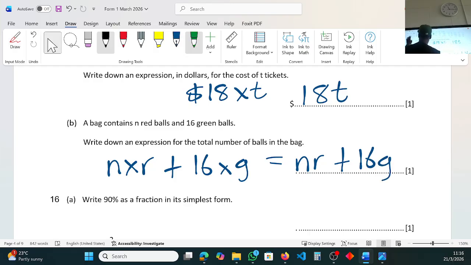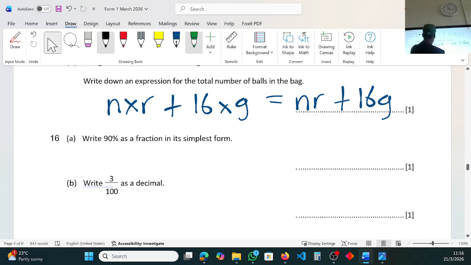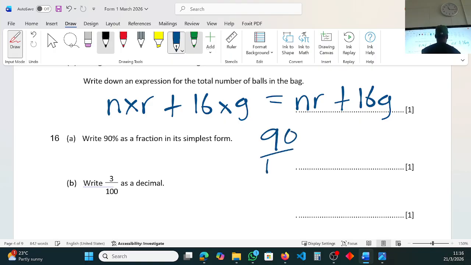Then next problem, we are required to write 90% as a fraction in its simplest form. So before, it's 90 over 100, because percentage means out of 100. But if we check numerator and denominator, they have corresponding zeros. So in simplest form, it's going to give us 9 over 10.